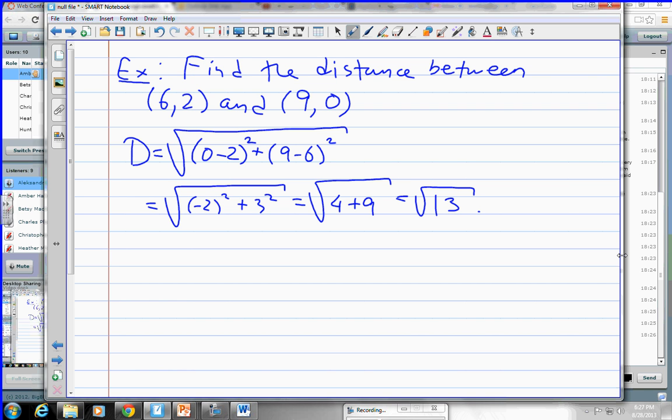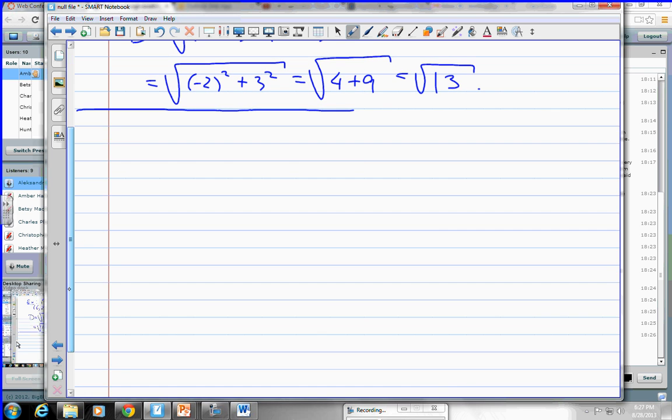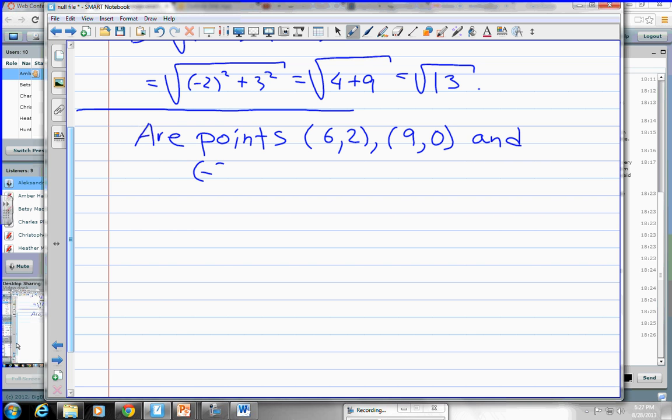Now let me do something else. I'm going to ask you this question. Are points (6, 2), (9, 0), and let's say (-3, 8) collinear? Meaning they're all on the same line, right?